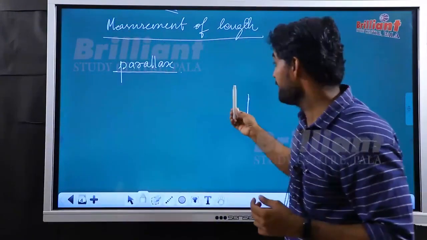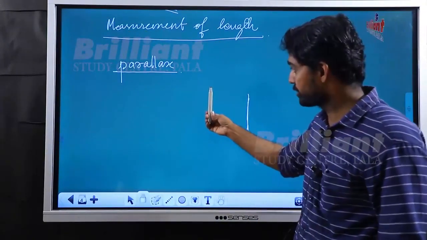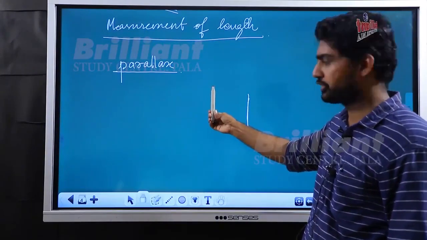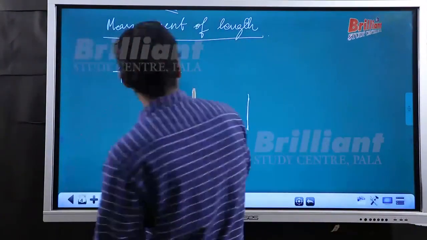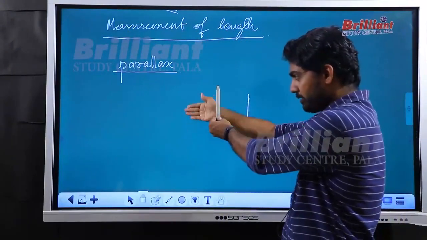I am changing my position. So pen was initially over here. Now I am observing from another point. So initially I observed from over here, now I am observing from here. So okay, now the background is over here.